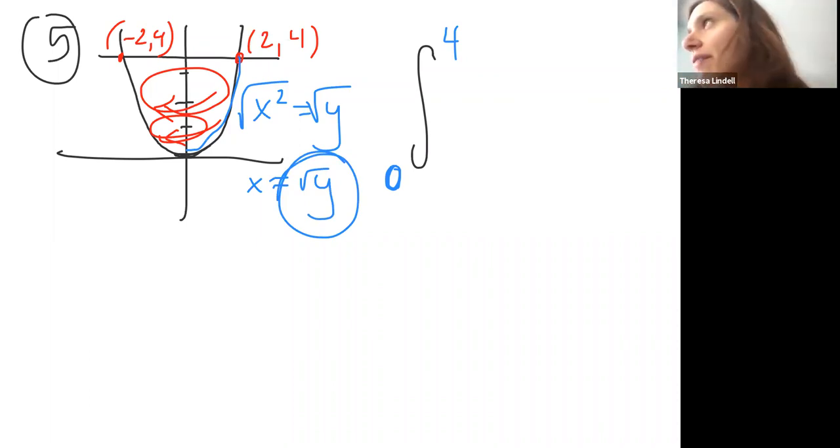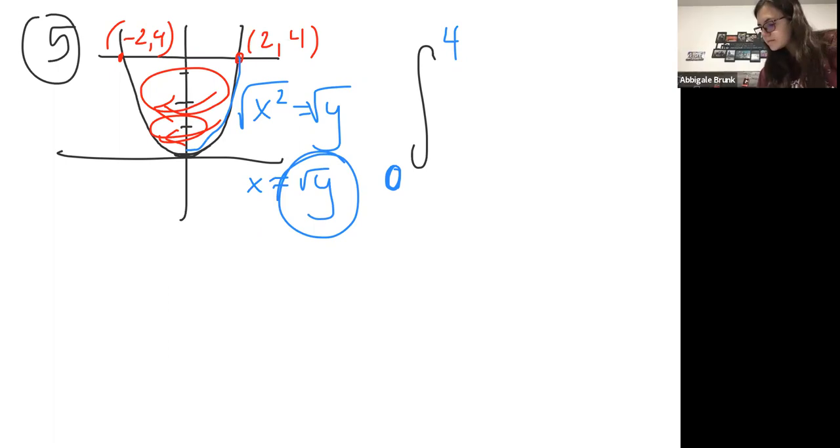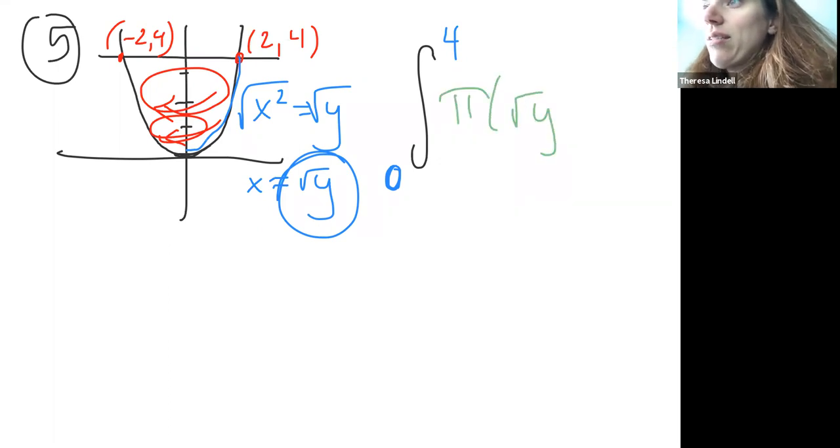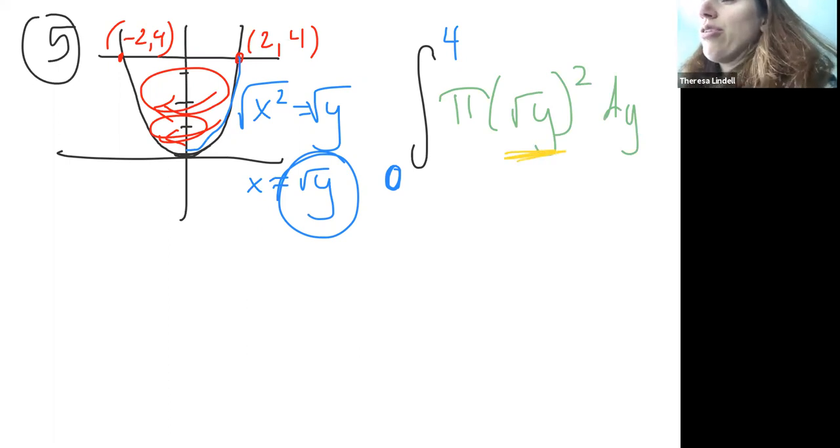I saw a ton of people have the pi r squared right and looking good, but there were only a few people who actually put their bounds and their radius in terms of y. I had some people who did the root y part right, but did negative 2 to 2, and some people who did the 0 to 4 part right, but still used x squared. So you basically had to be right there.